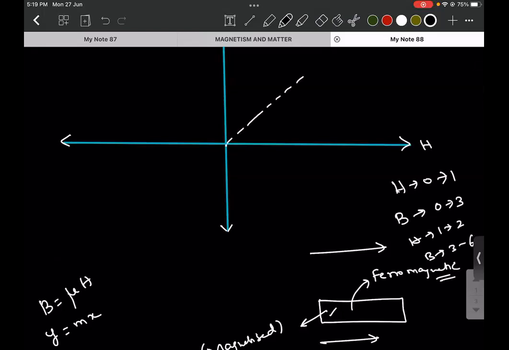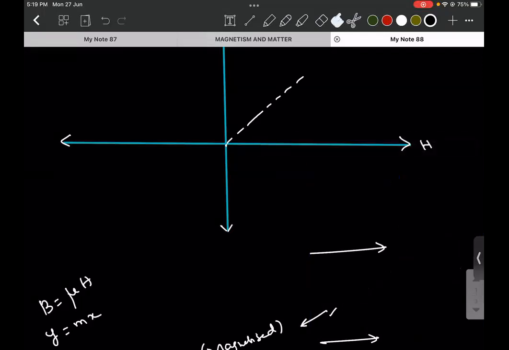Is that right? Am I clear with this? But unfortunately, this will not work. Because what is the nature of ferromagnetic substance? Ferromagnetic substance has a very high susceptibility. What is the meaning of susceptibility? Means it can get affected fast.